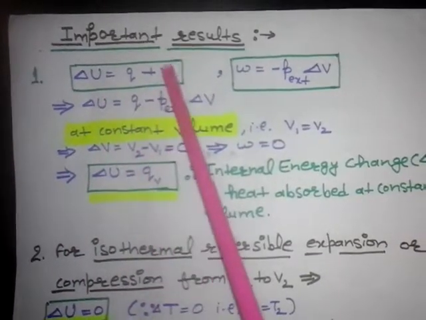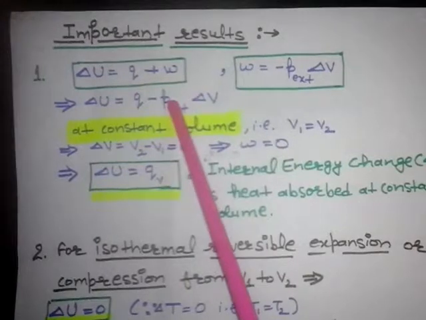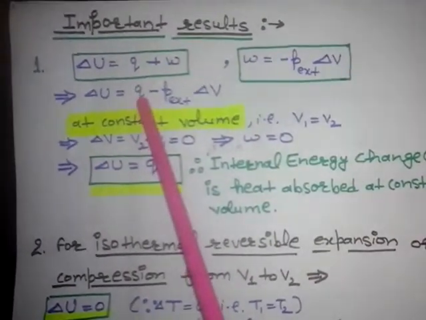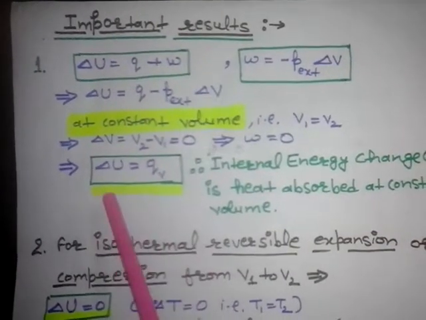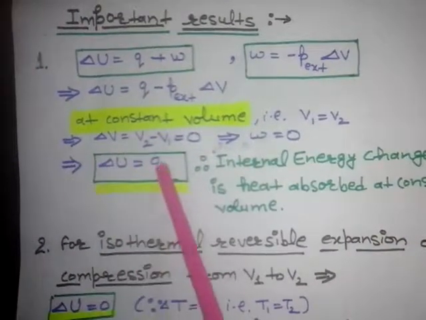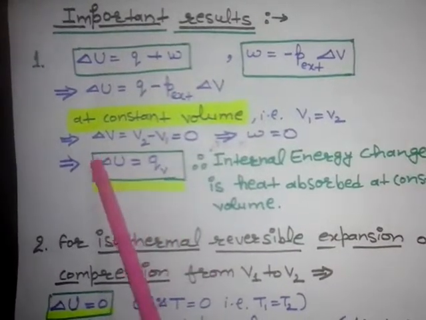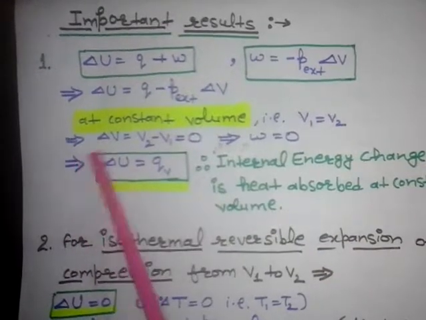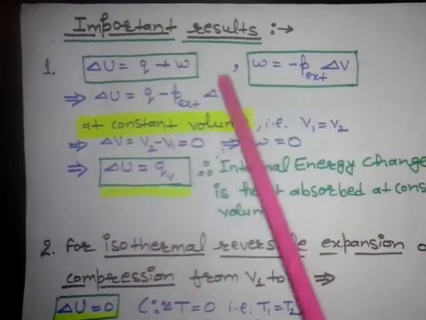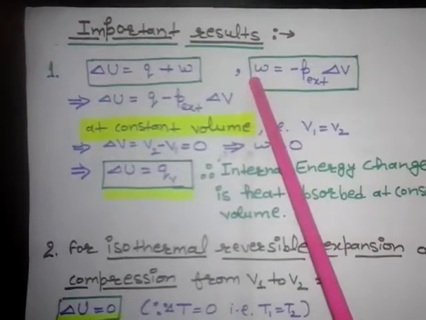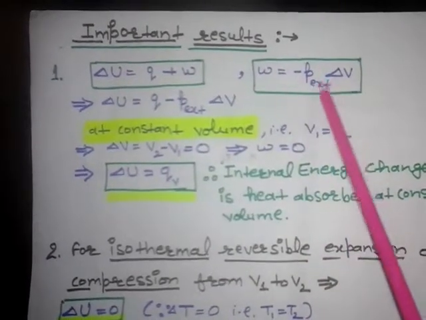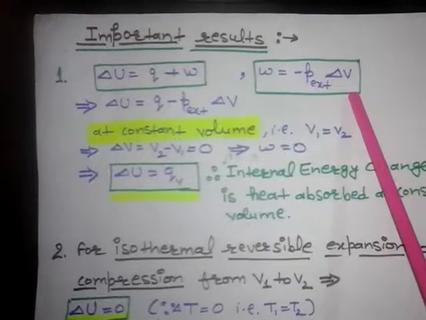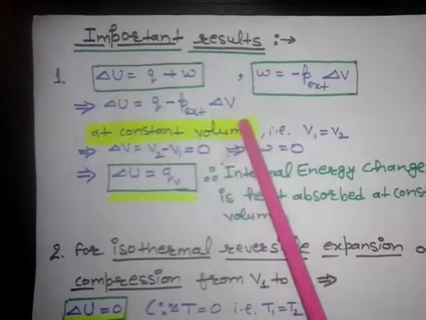delta U is equals to Q plus W, as we know from the expression of first law of thermodynamics. From this expression we deduce that delta U is equals to Q_V. So this expression can be asked, that which one is correct. This expression is deduced from the expression that W is equals to minus P external delta V. This is pressure volume work, I told you in previous video.